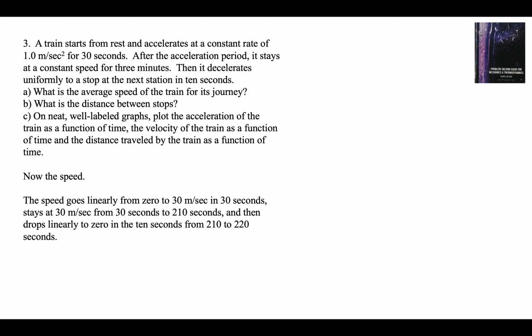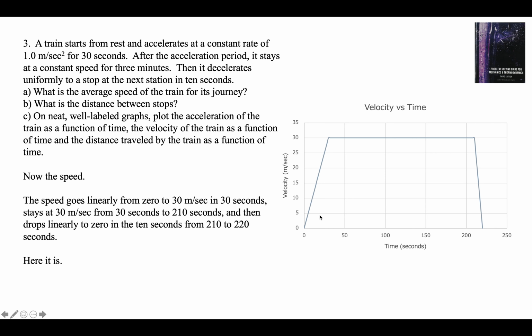Now the speed goes linearly from 0 to 30 meters per second in 30 seconds, stays at 30 meters per second from t equals 30 seconds to t equals 210 seconds, 3 minutes, then drops linearly to 0 in the 10 seconds from 210 to 220 seconds. Here it is. 0 to 30 meters per second smoothly in 30 seconds. Coast, then a quick brake from 30 to 0 in only 10 seconds.